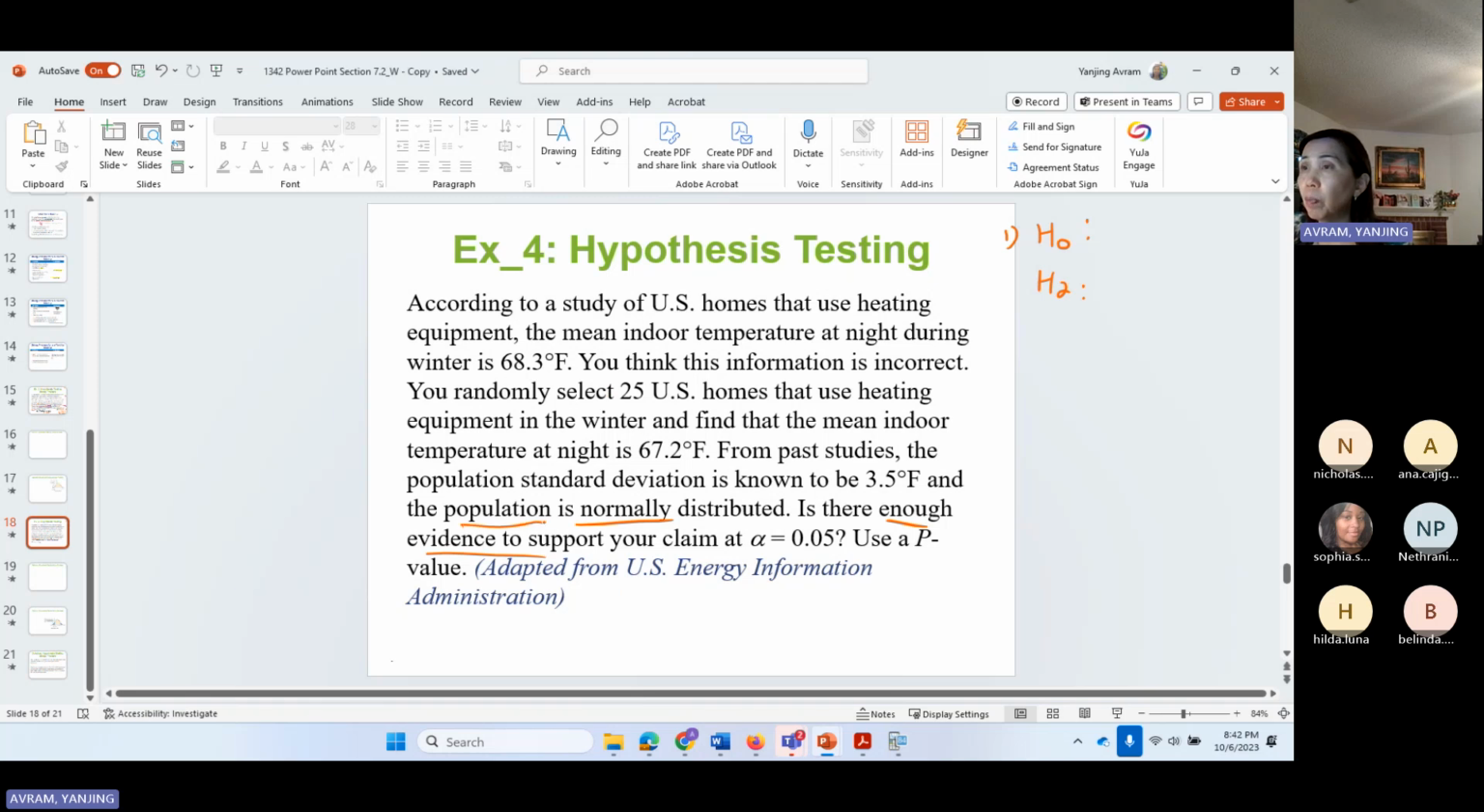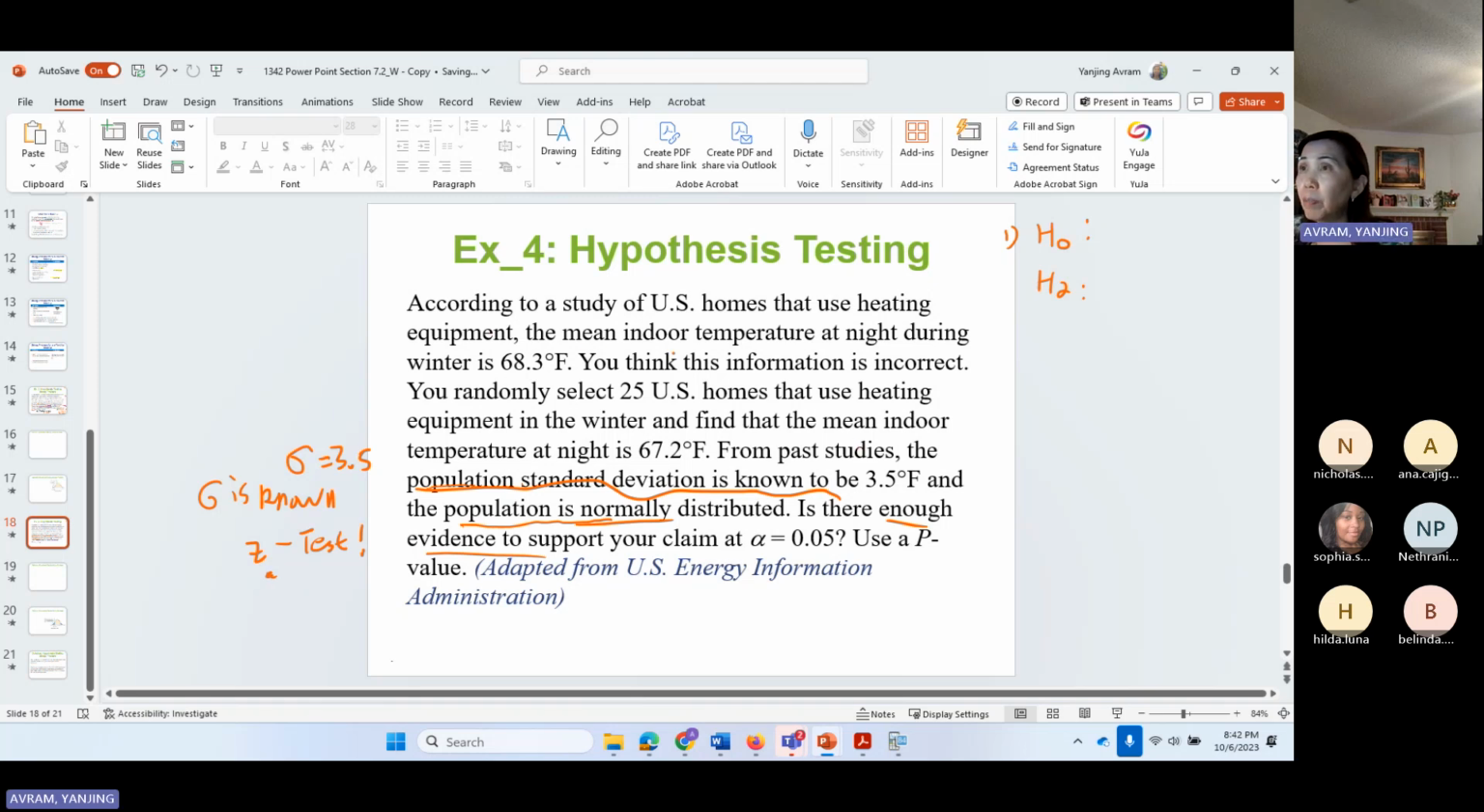And this one tells you the population standard deviation. All right, so that's sigma. Sigma is 3.5. So sigma is known. Okay, so we're going to use the z-test. Very important: they're giving you the population standard deviation, so sigma is known, it is a z-test.